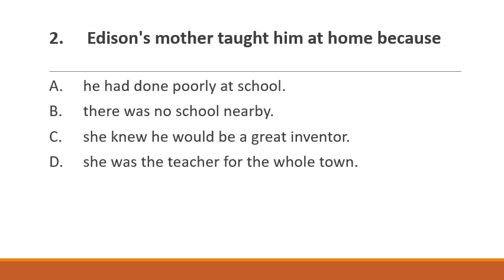Question number 2. Edison's mother taught him at home because he had done poorly at school. There was no school nearby. She knew he would be a great inventor. She was the teacher for the whole town. Of course, that's the first choice. He had done poorly at school. That's why his mother decided to teach him at home.